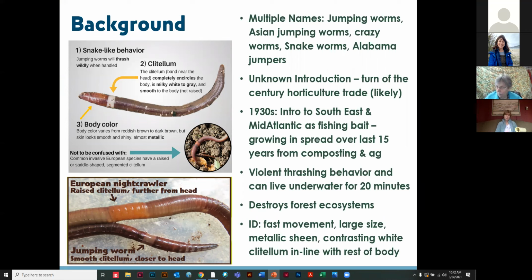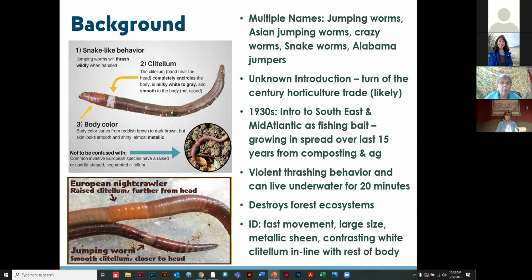I won't bore you with all of the Latin names that these 3 species have. But they were introduced actually as fishing bait. They thrash violently and they can live underwater for up to 20 minutes. So honestly, you'd think, hey, that makes a great bait for fishing. But they're incredibly damaging to forest ecosystems. If you go onto APIP's online learning library, you can find some workshops that we've taught about invasive jumping worms and their impacts to ecosystems.